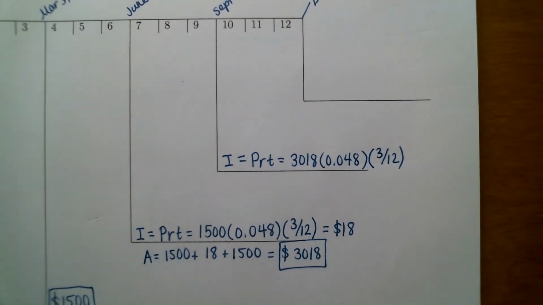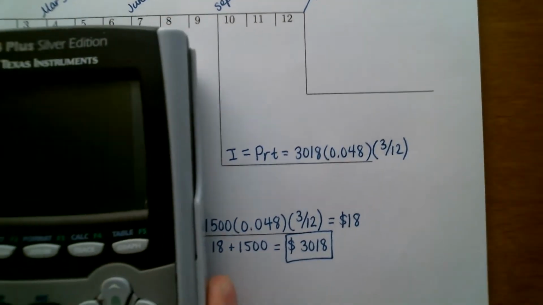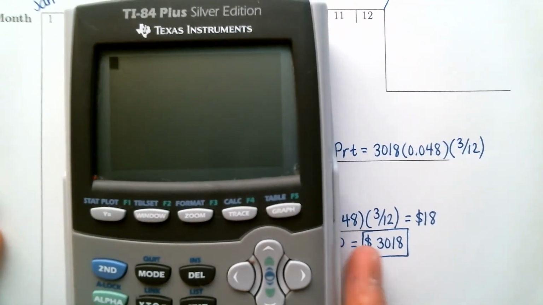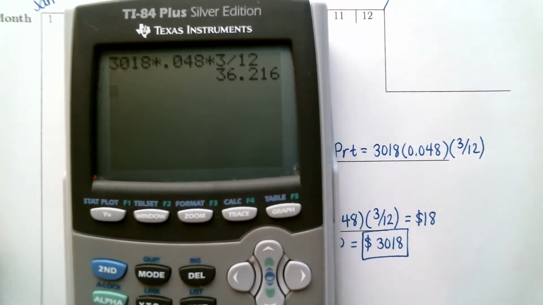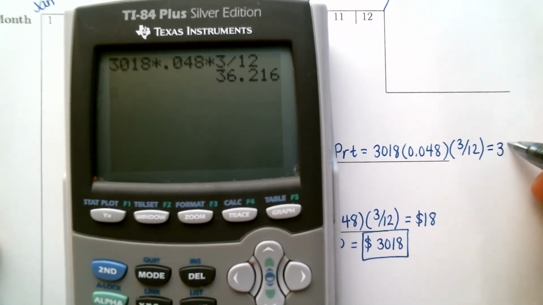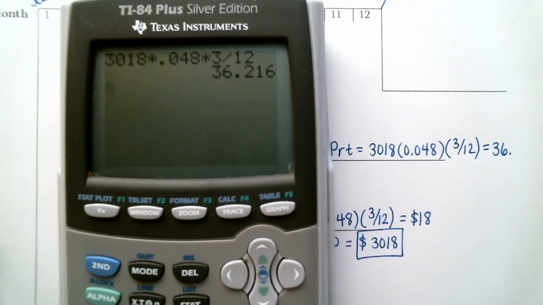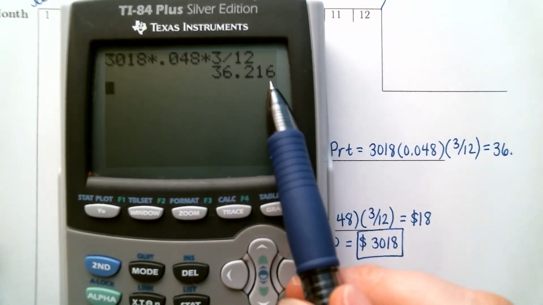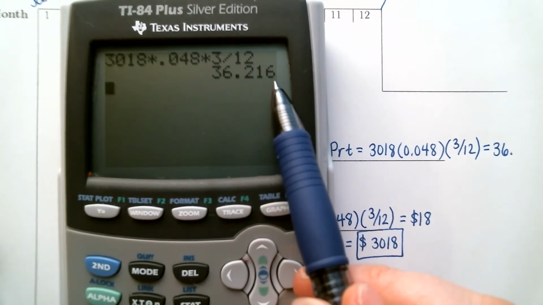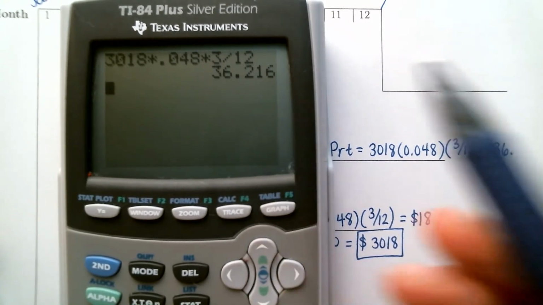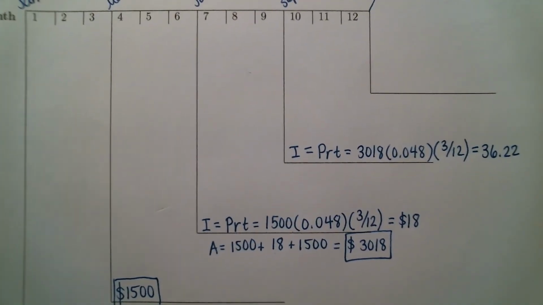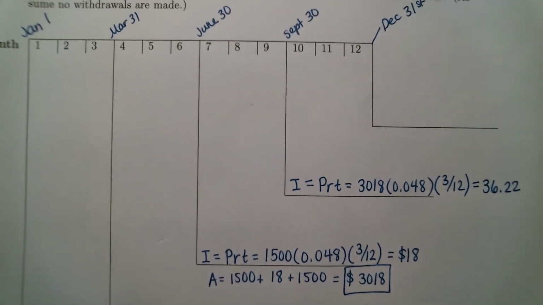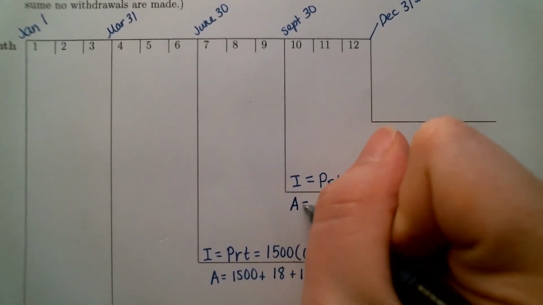So you can go ahead and figure out what that's going to be. Let's plug it into the calculator. We will get $3,018 times 0.048 times 3 out of 12. So this is going to be $36, and you need to round this to the nearest cent. You've got 21 cents, and you need to look at the 6. If it's 5, 6, 7, 8, or 9, you need to round up. So this is going to be $36.22 worth of interest that has been earned in the third quarter. So at the end of September, the end of the third quarter, figure out your balance.